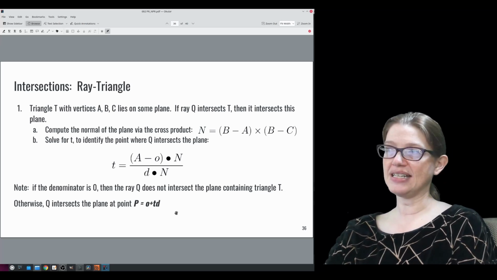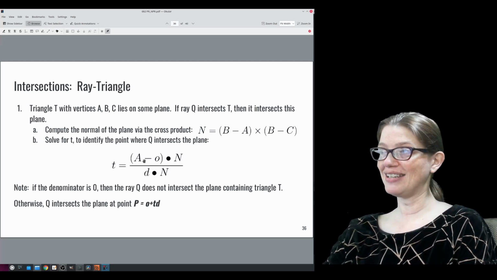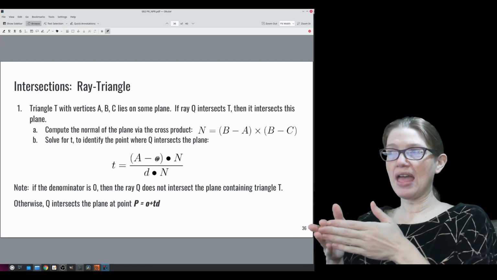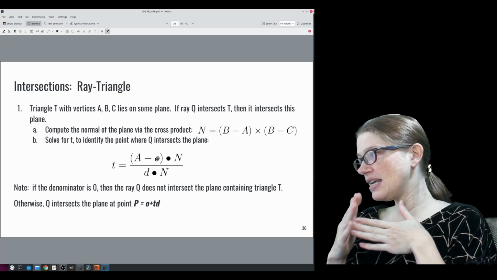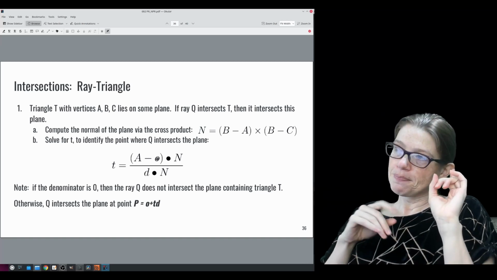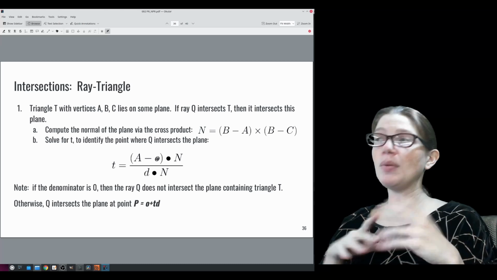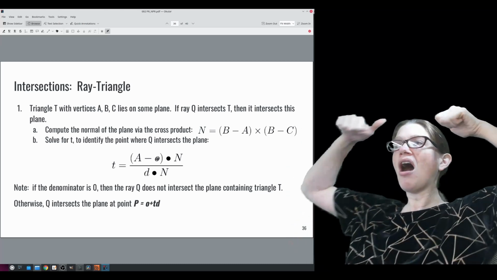If, however, the denominator is not 0, then Q intersects the plane at the point origin plus t times d. So this was computing t. Now we know where on the ray the plane is intersected. Now, if t is negative, then we throw it out because it's behind.